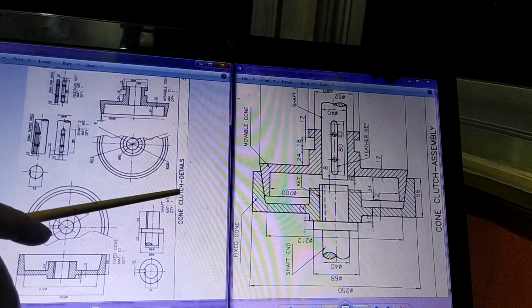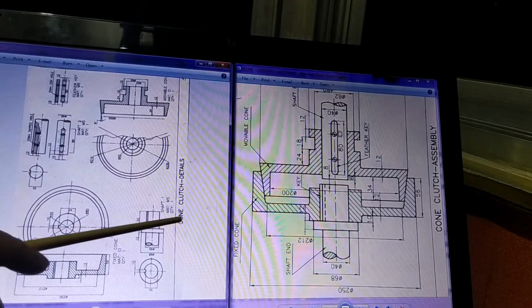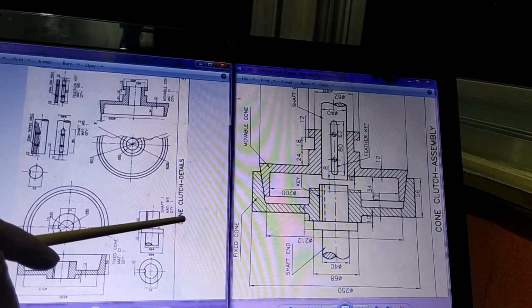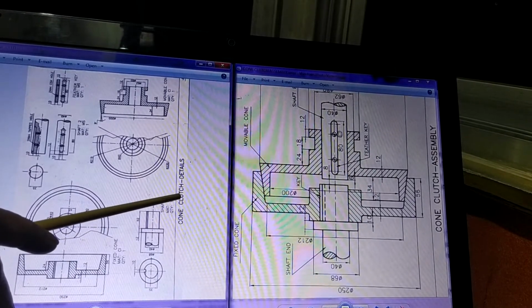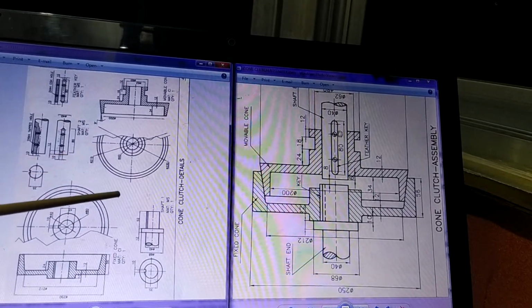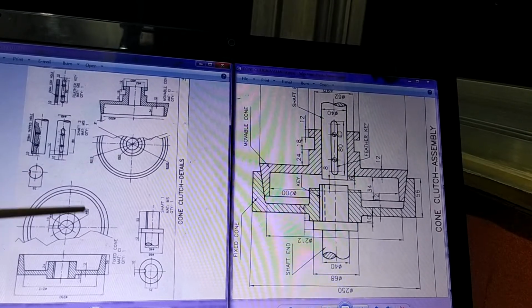Now here it is a cone clutch. That means these parts are going to be assembled to form a cone clutch. So for this you should know the function of a cone clutch, what a clutch is supposed to do. So keeping that function in mind, you have to assemble these parts in each other in such a way that this kind of function will be carried out by this assembly.